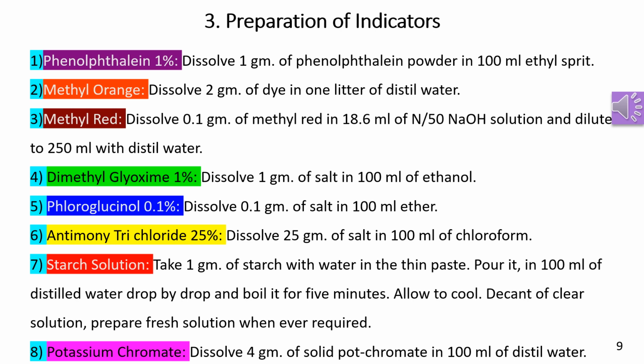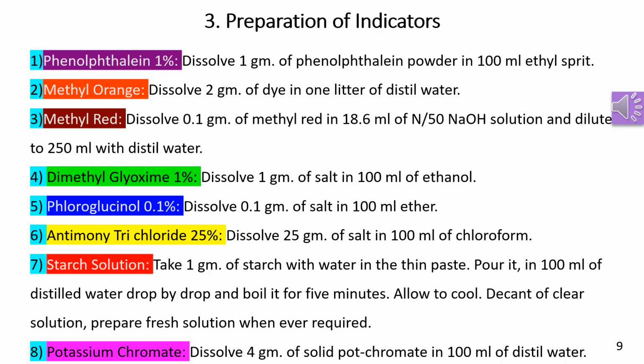To prepare the starch solution, we will take 1 gram of starch and pour it in water, and then we will make a thin paste. When a thin paste is made, we will pour this thin paste in 100 ml of distilled water, drop by drop.